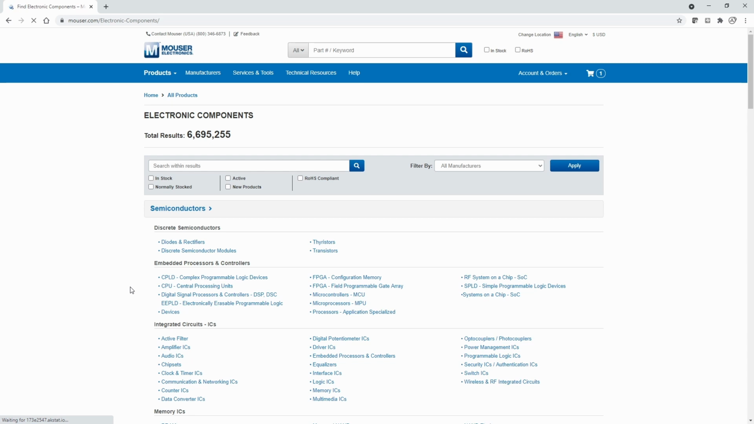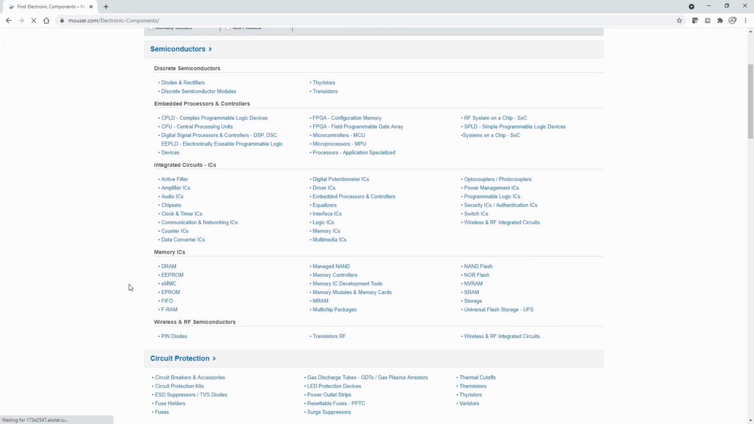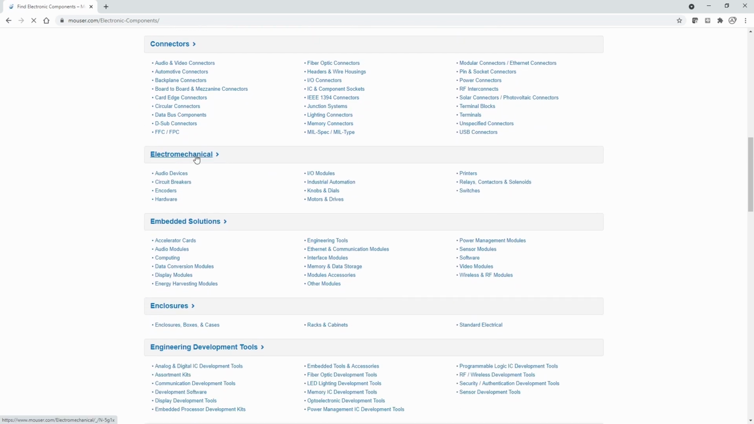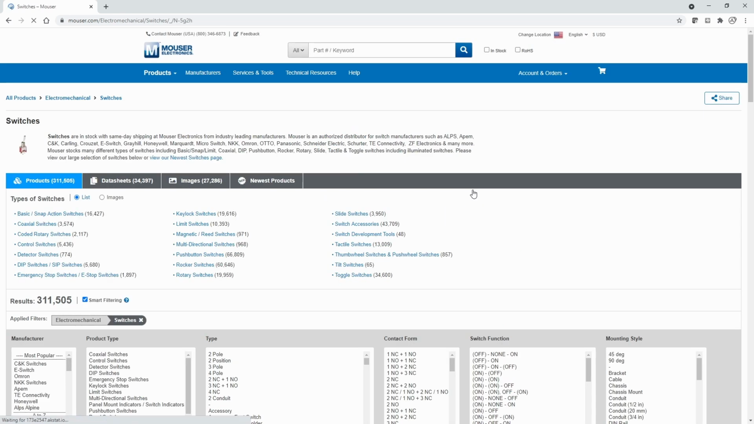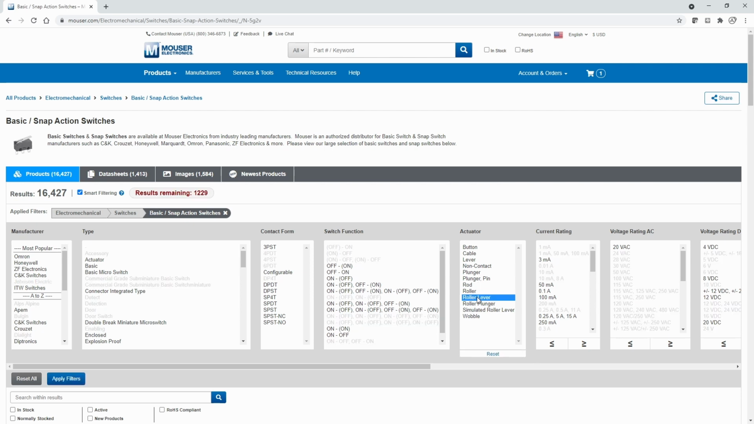Going to the All Products page, we can find our switches. You just look down through here and find electromechanical. And then what we want specifically is switches. And the type of switch, it's called a basic or snap action switches. These are the type of switches that are like push buttons. Whenever you press it, it does something. The specific type that I want is a roller lever actuated switch.